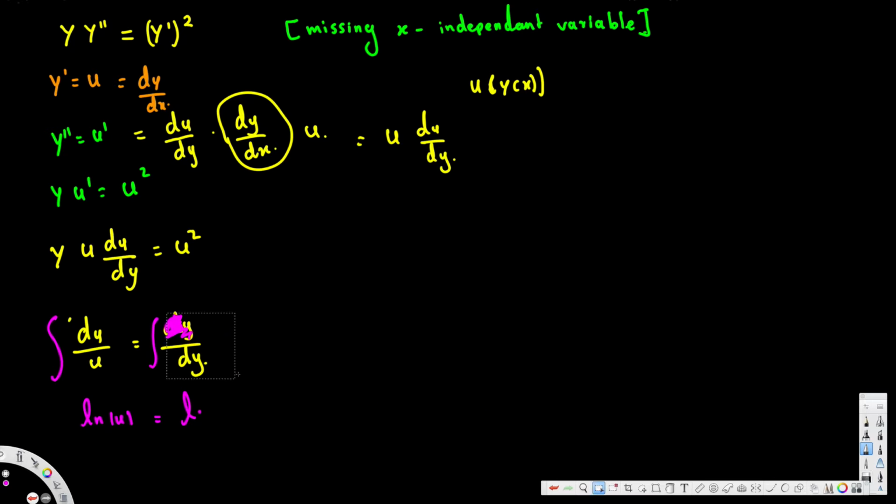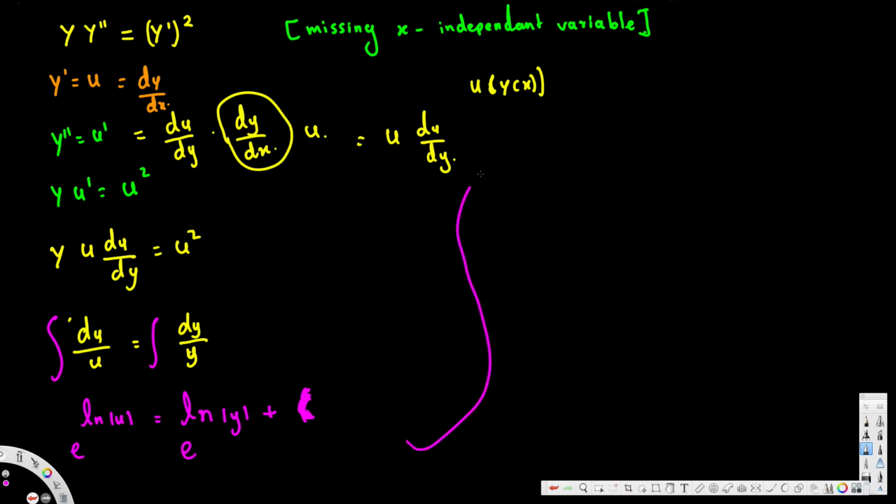This one is dy by y, and this is going to be ln of y, plus a constant. Now to get rid of this ln, we take e power both sides, e power ln of u and e power these things. e power ln of u is basically u, and then e power constant, that's going to be c1, and e power ln of y, that's going to be just y. So u is equal to c1y, and c1 is e power constant.